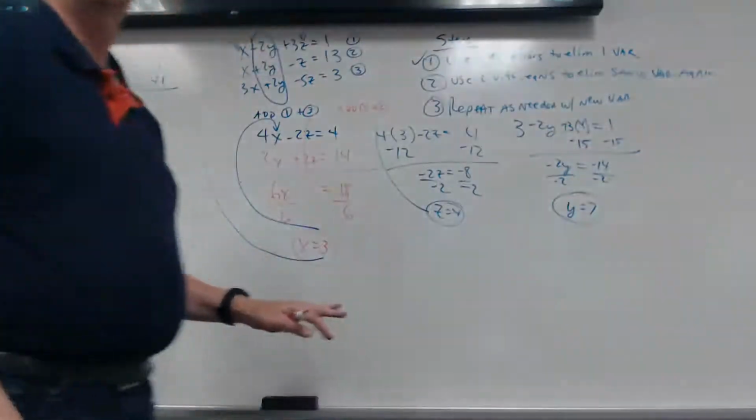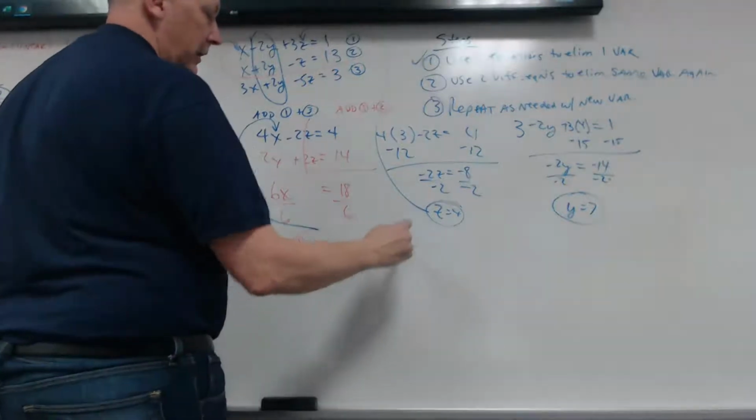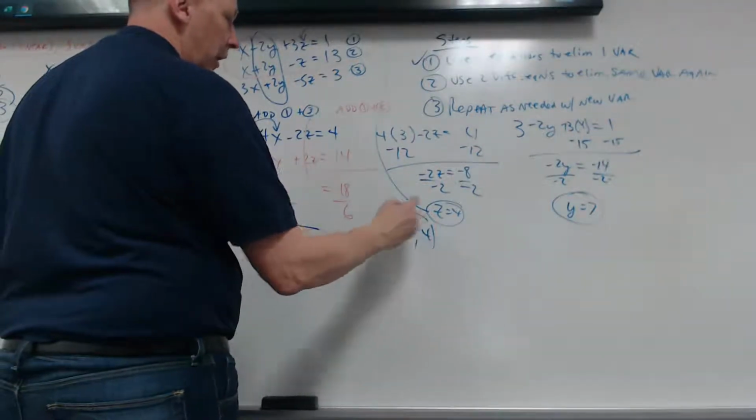Okay, and you would write that as an ordered triple how? You do 3, 7, 4. Okay.